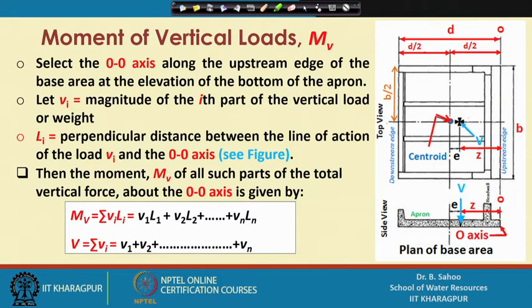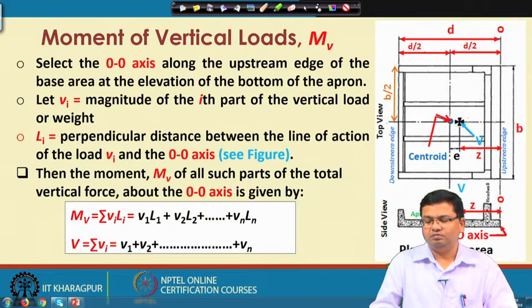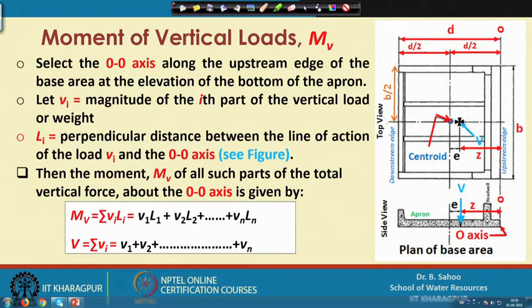Now, you have to compute the moment of vertical loads, Mv. For this, you have to select the OO axis as seen in this figure, along the upstream edge of the base area at the elevation of the bottom of the apron. Let Vi be the magnitude of the ith part of the vertical load or weight, because there are different vertical loads. These can be because of the head wall, the apron, or the backfill materials. So, these are different vertical load components.